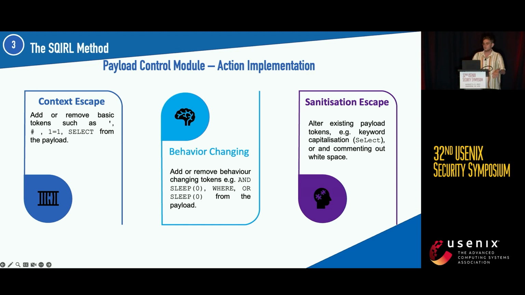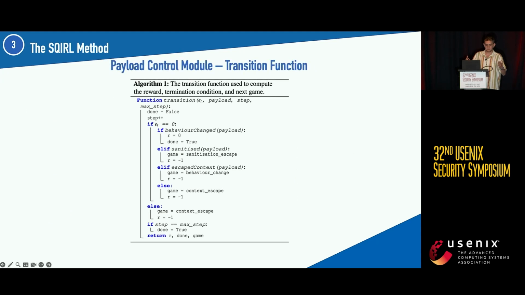We're able to transition between each of these games more or less as I've just described using this transition function. But this also does something pretty useful: it defines our reward. We use a very traditional sparse reward in reinforcement learning, but we flip it on its head a little bit. Instead of rewarding good behavior, we just penalize bad behavior to try and incentivize and motivate the agent to find these vulnerabilities as quickly as possible.